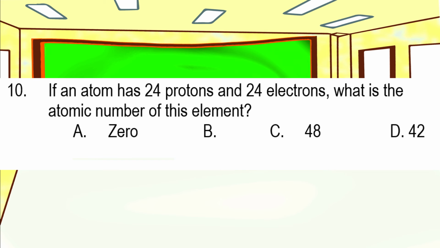Question number 10. If an atom has 24 protons and 24 electrons, what is the atomic number of this element? A. 0, B. 24, C. 48, D. 42.